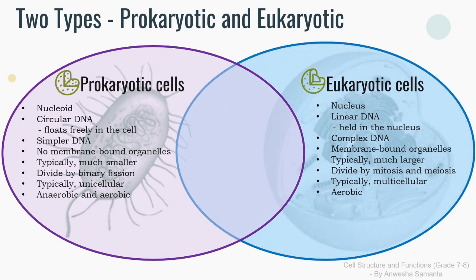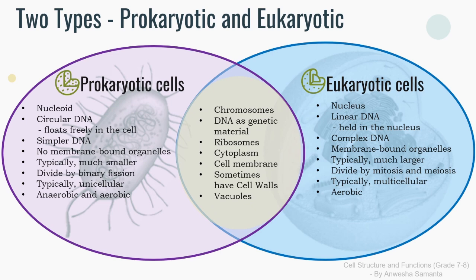On the other hand, eukaryotic cells have a nucleus, which means their genetic material, which is a linear DNA, is held inside the nucleus, which is a membrane-bound organelle. And these eukaryotic cells have a complex DNA. Eukaryotic cells have membrane-bound organelles. They are typically much larger. They divide by mitosis and meiosis. They are typically multicellular and they are aerobic.